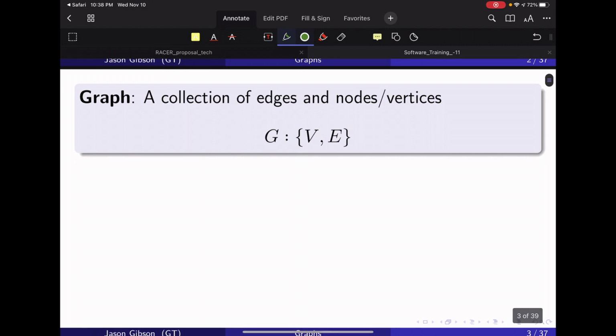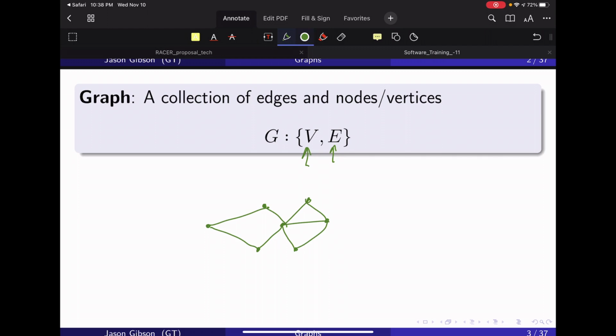A graph is just a collection of edges and nodes. People either refer to these nodes as vertices, so a lot of times we'll see them denoted by V, and E will denote your edges. So I have nodes, which you can think of as discrete states. Each one of these dots is going to be a node, and then edges are how we connect these different things. A graph can be a collection of any number of nodes and any number of edges.